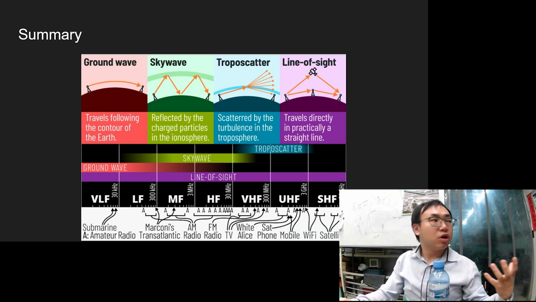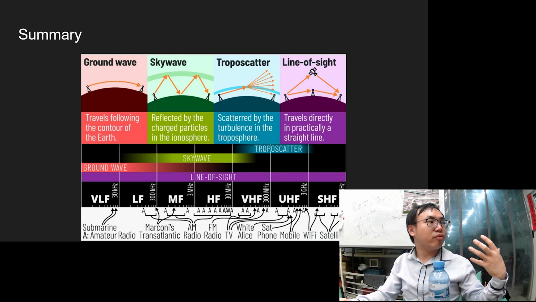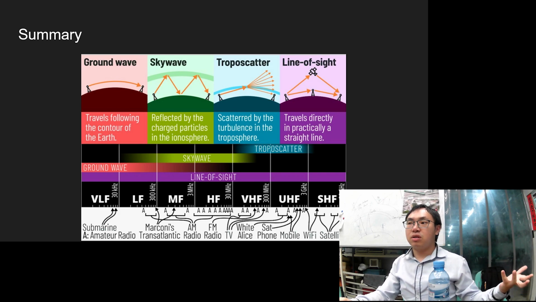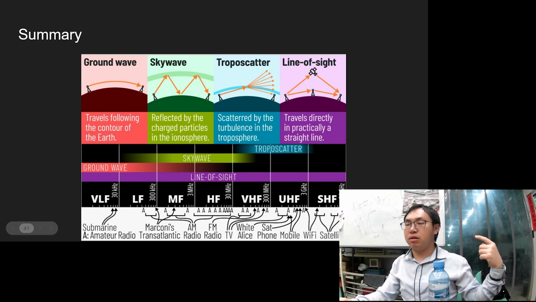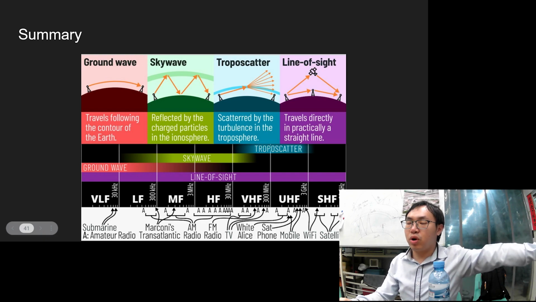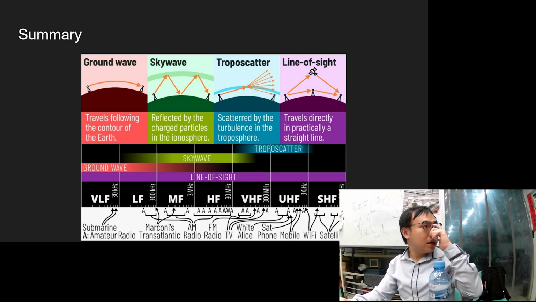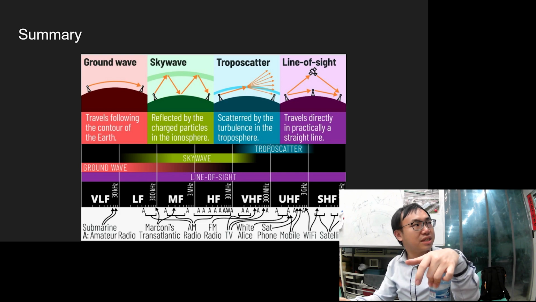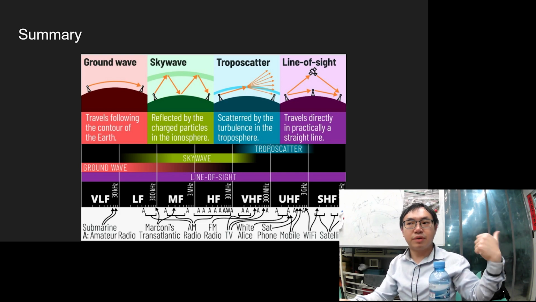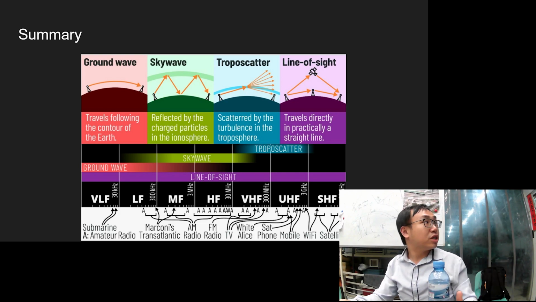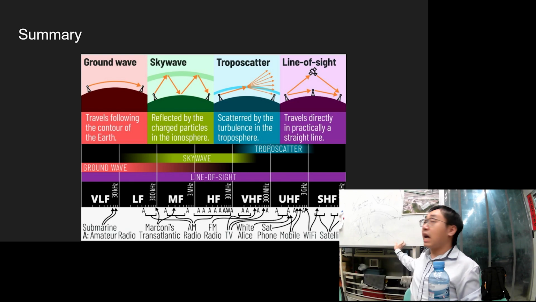This is a summary. I found this graph is really good. It summarizes where ground wave will use very low frequency, skywave, MF, HF, tropo scatter, VHF, UHF, and line of sight. Of course, in general, we usually use line of sight in VHF and UHF, but line of sight can be used in many frequencies. But you don't have to bother with this, okay? You can just memorize VHF and UHF is line of sight.